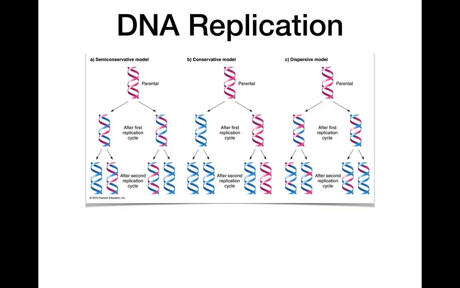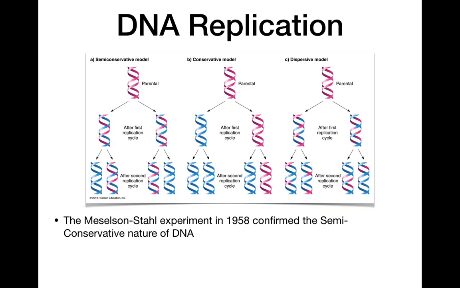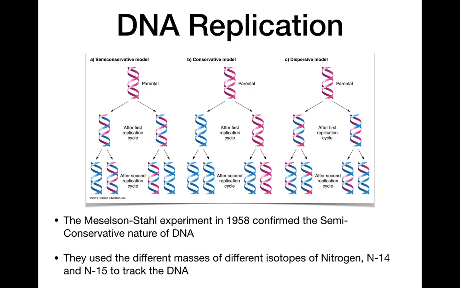Okay, so let's talk about replication. So Meselson-Stahl is one of the experiments that the IB has chosen for you to memorize and understand. And this is where they confirmed that DNA's replication method was semi-conservative. And this was a really big deal at the time, trying to figure out a way to demonstrate that this was in fact semi-conservative.